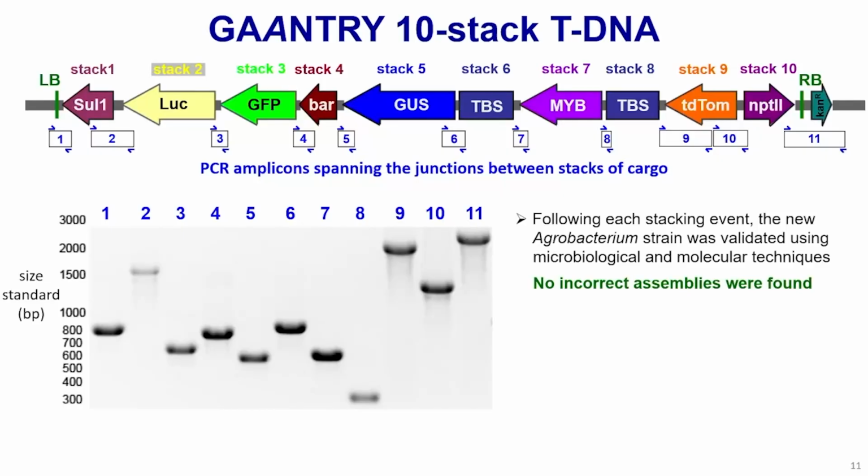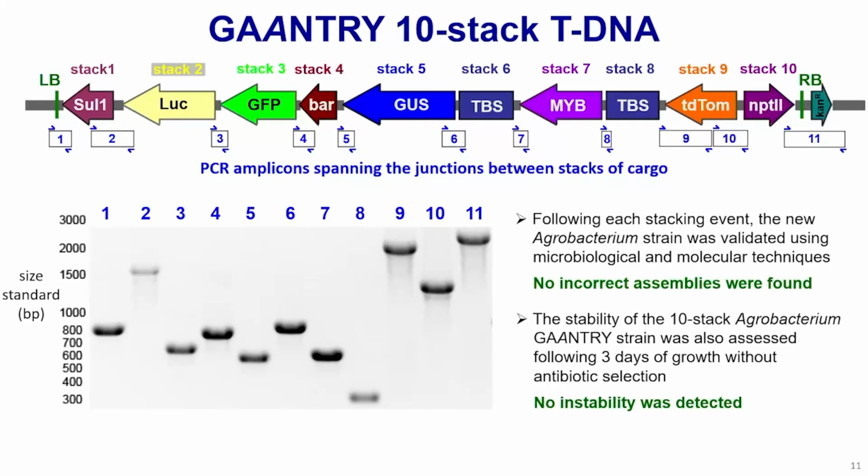And so we did this actually not just at the last step of the 10 stack, but we did it at step 1, 2, 3, all the way along. And following each stacking event, the new Agrobacterium strain was validated, and all the colonies that we checked had correct assemblies. So the fidelity of the stacking system is high.